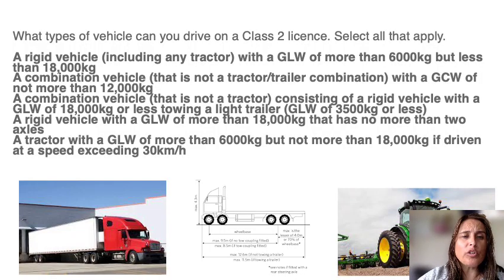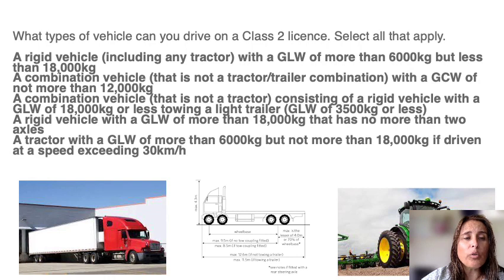What types of vehicle can you drive on a Class 2 license? Select all that will apply. We're going to select them all. A rigid vehicle, including any tractor with a gross laden weight of more than 6,000 kgs but less than 18,000 kgs. Combination vehicle that is not a tractor-trailer combination with a gross cumulative weight of not more than 12,000 kgs. A combination vehicle that is not a tractor, consisting of a rigid vehicle with a gross laden weight of 18,000 kgs or less, towing a light trailer, gross laden weight of 3,500 kgs or less.